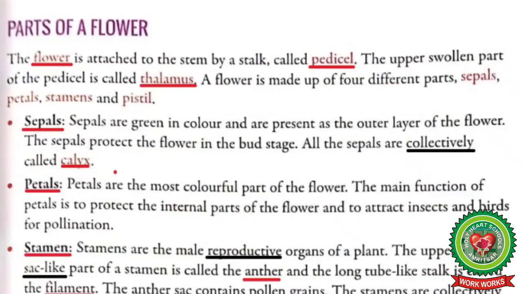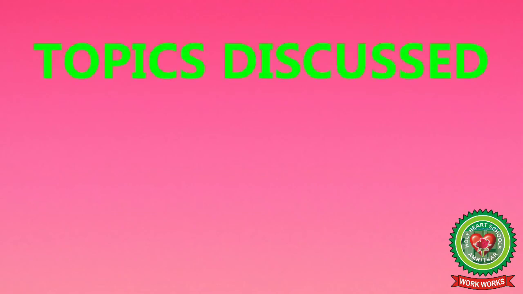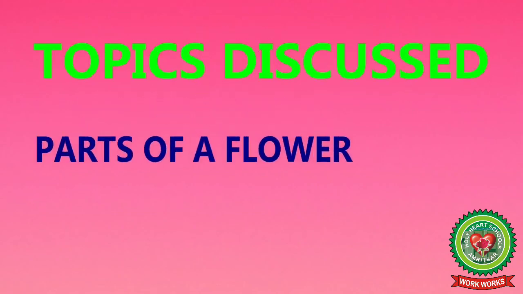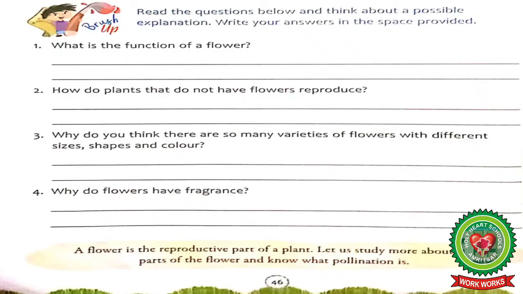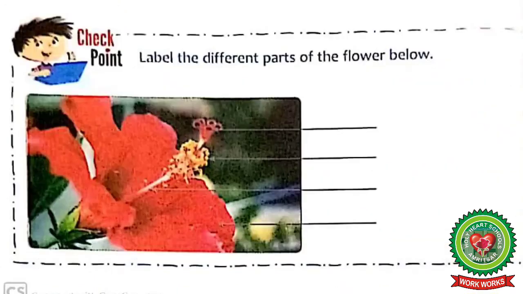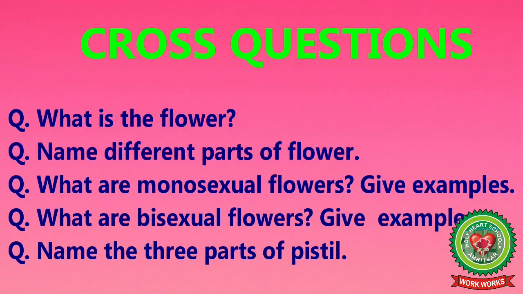So students, today we have discussed the parts of a flower and the types of flowers. Now students, there is one exercise, brush up, on page 46 and one exercise, checkpoint, on page 48. Do these exercises in your book and also revise the topic and related cross questions.